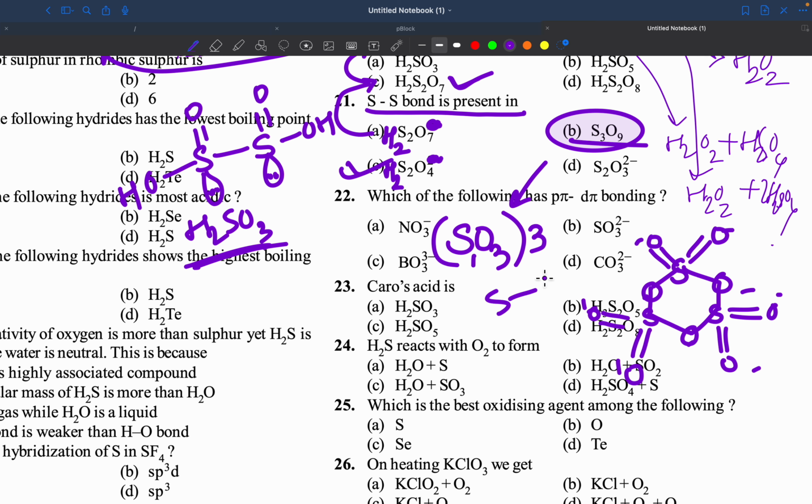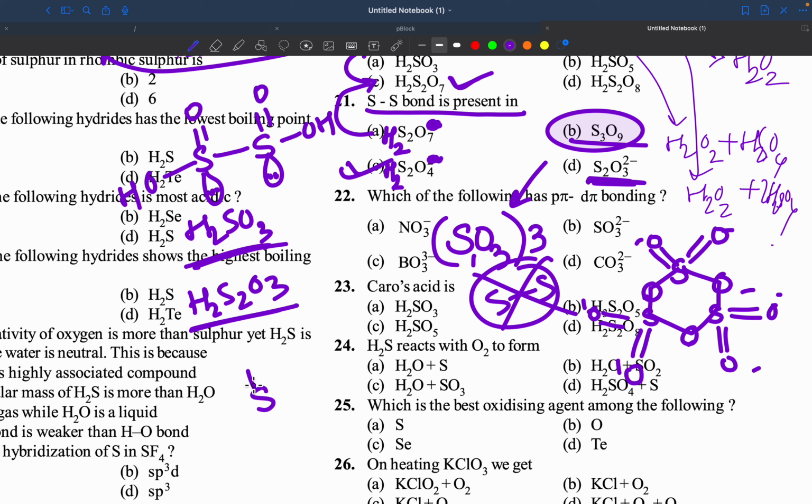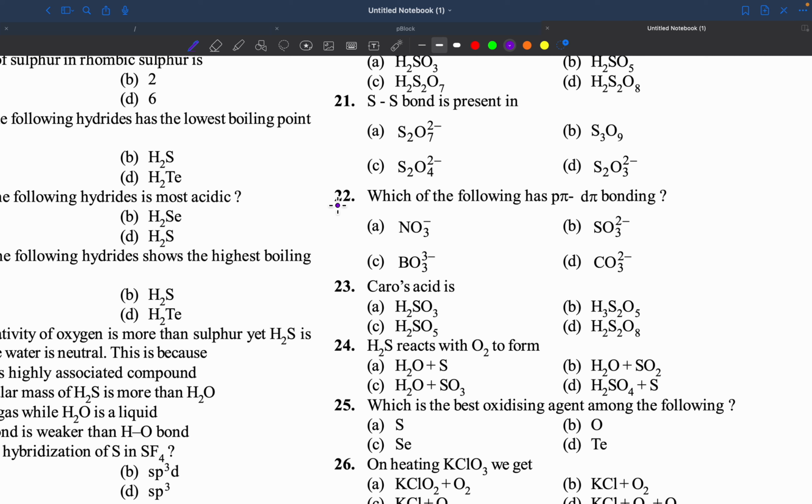Do we have SS bond here? No. Yeah, what about S2O3? H2S2O3 is thiosulfuric acid, in which sulfur has a double bond. So our answer becomes C, not this one. Okay, we'll go to the next question. Yeah, 22.